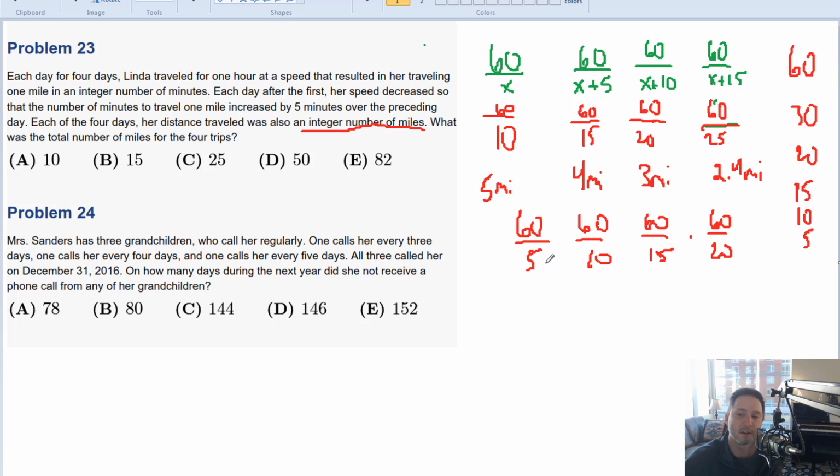So you're supposed to guess that these were her speeds. That the first day she did a mile in 5 minutes. The second day she did a mile in 10 minutes. The third day was 15-minute miles, and the fourth day is 20-minute miles.